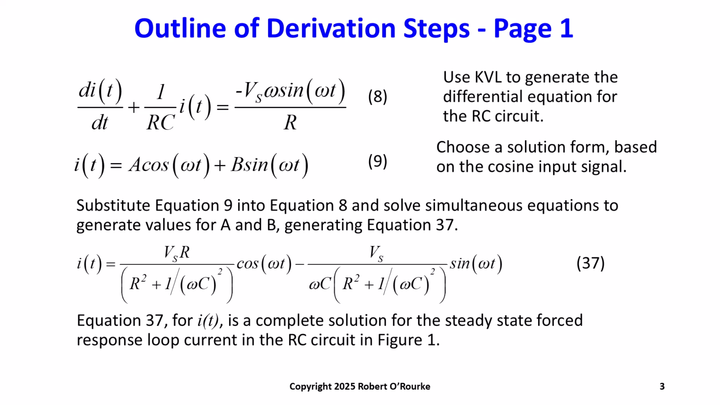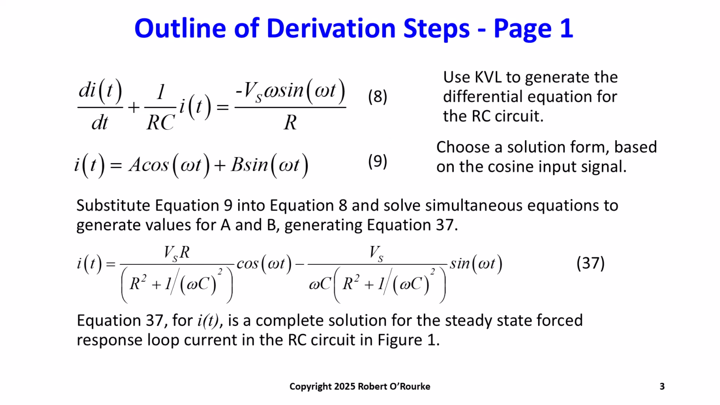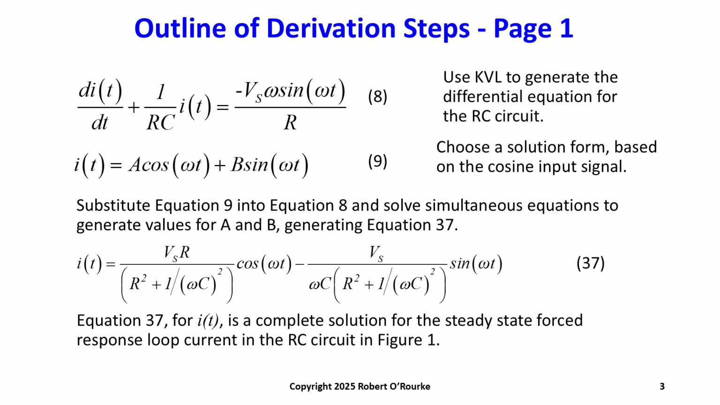Let's start with an outline overview of the derivation process before we delve into all the detailed derivation steps. The equation numbers used here in the outline come from the detailed steps that follow. First, we use Kirchhoff's voltage law, KVL, to generate the differential equation shown in equation 8 for the series RC circuit. Next, we choose a likely solution form based on the type of input signal. The A and B in equation 9 are the undetermined coefficients.